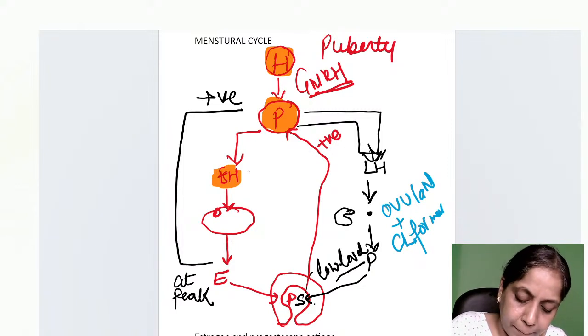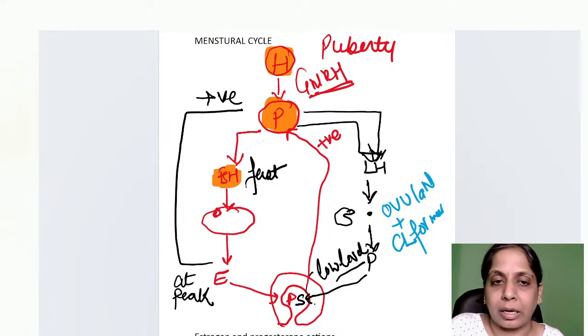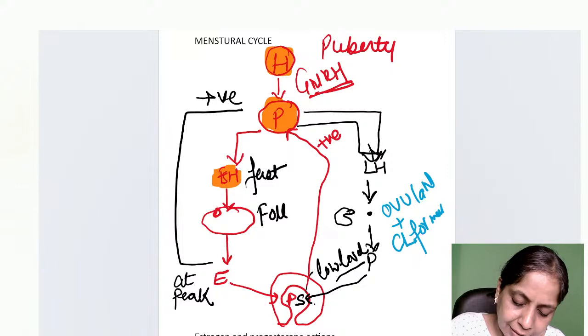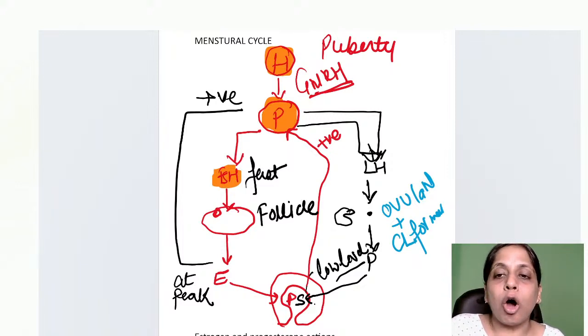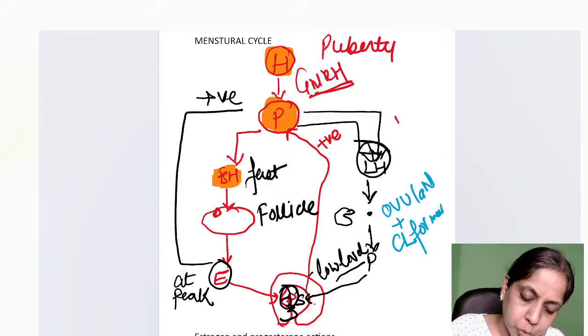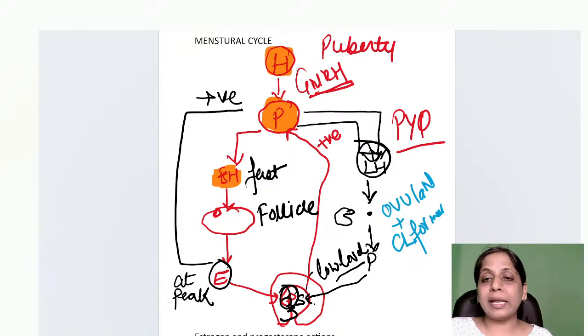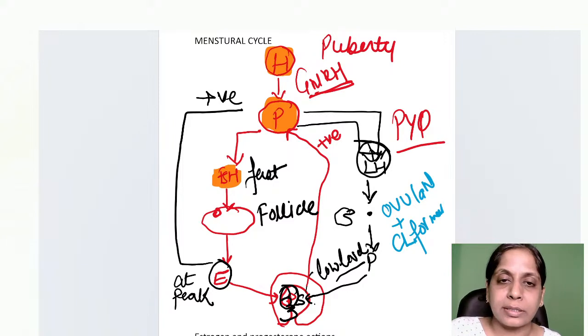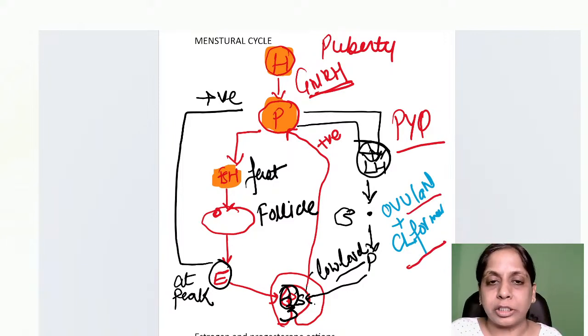FSH is released when the pulse is fast. This FSH acts on the follicle, as the name suggests, and matures the follicles. On maturation, the follicle releases estrogen, and this estrogen acts on the uterus and proliferates the endometrium. At its peak, it has a positive feedback effect on LH, which was our PYQ. This LH causes ovulation, and as a result the corpus luteum is formed.